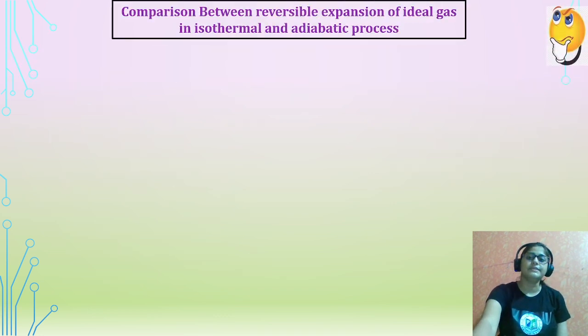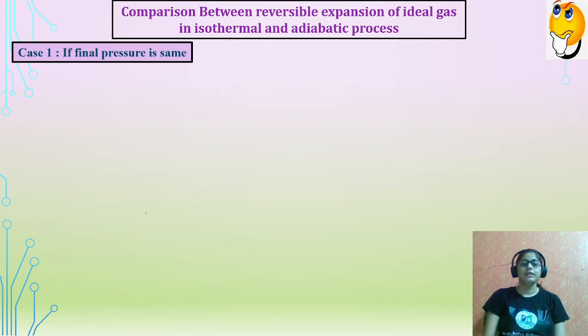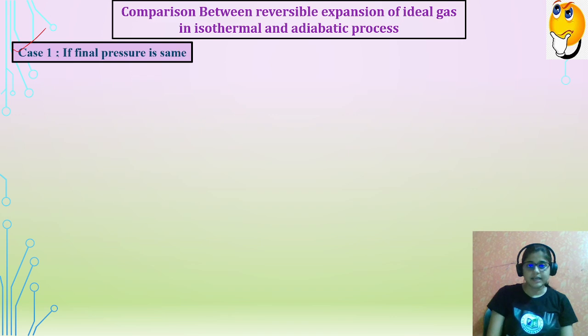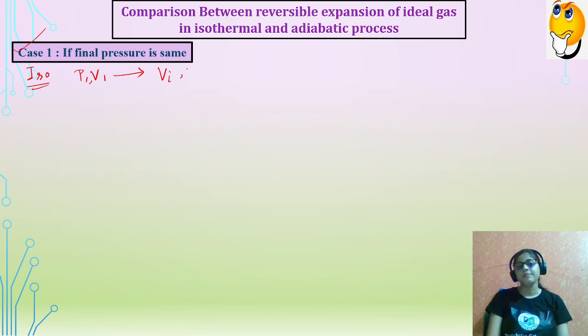Now case 2 is if the final pressure is the same. We have taken that the final volume is the same, but now the pressure is the same. Okay, fine. We will draw it the same way. So let's say for the isothermal case, first it was P1 and V1, and the final pressure is the same for both. Now the final volume is Vi for isothermal, and this is P2, let's say.